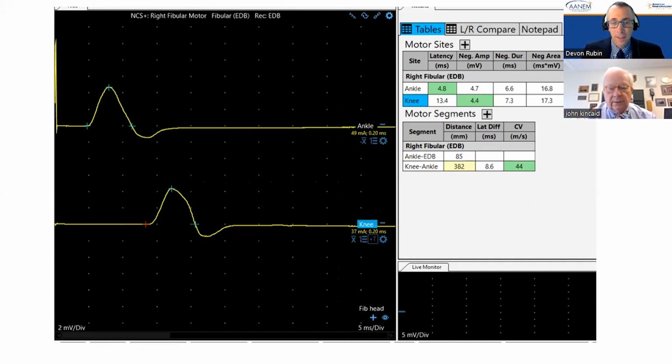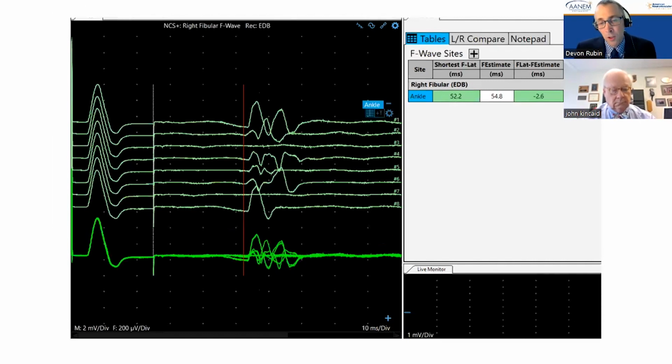Yeah, I can see that. Response amplitudes look good. Yeah. Your latencies are fine, and your velocity at 44 meters per second for a 55-year-old person, I think this is okay. And the waveforms look good. Yeah, so that's what I thought. But we also usually do both the fibular and the tibials. So we did do F waves here.